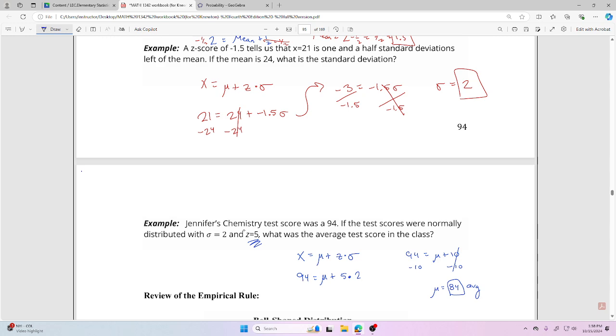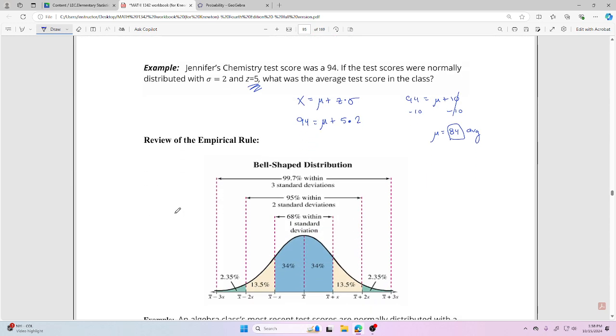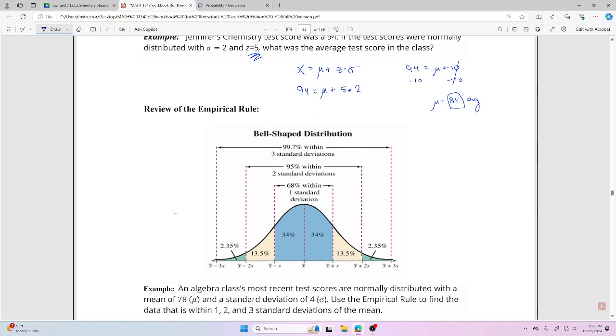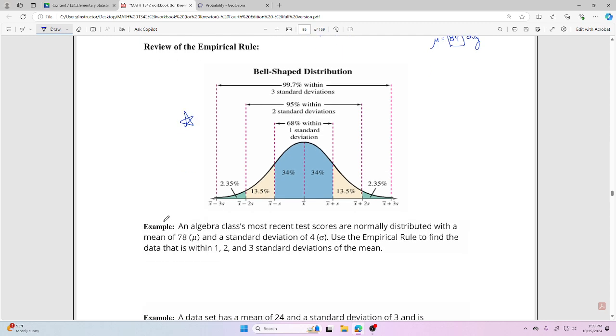Okay. Moving on. Okay. We just talked about this. Star. That's all I can say about that. We've already talked about it.